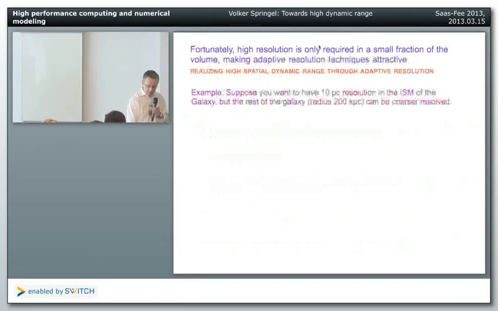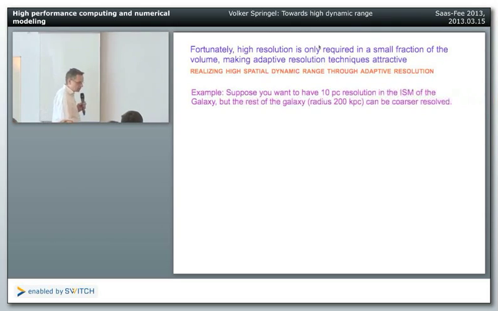But you know, most of you will know where this is going. Fortunately, we don't really need, of course, a uniform mesh. We need this high resolution only in a small fraction of the volume. And if that's the case, then we can use adaptive resolution techniques to reduce the computational cost by a huge factor, right?